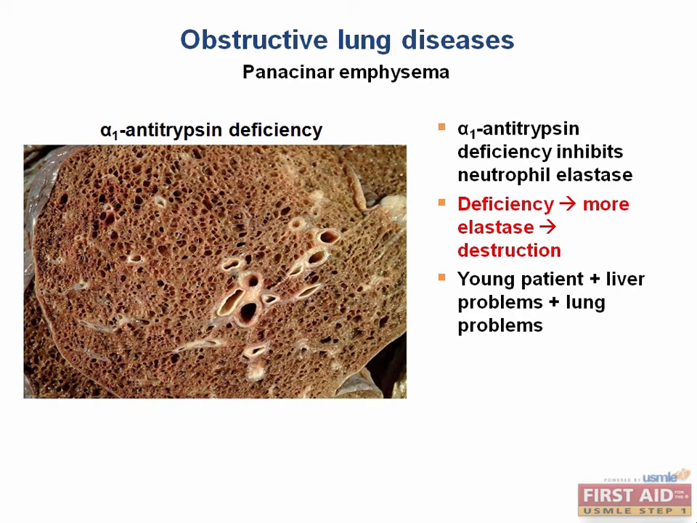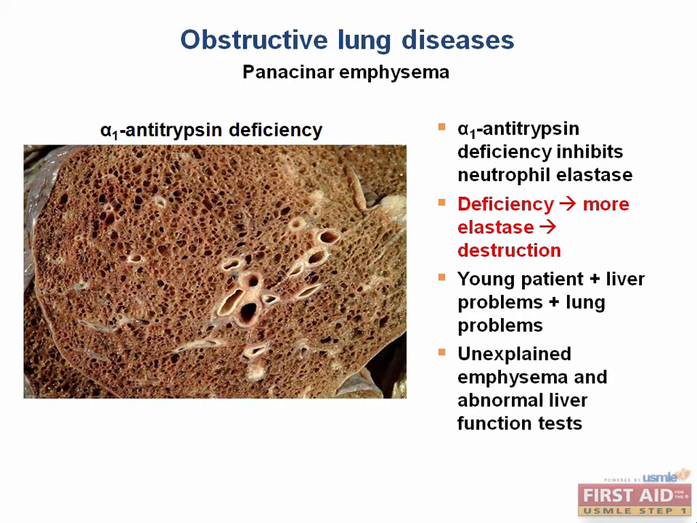When should you think of alpha-1 antitrypsin deficiency? Usually in a young patient with liver and lung problems, or unexplained emphysema with liver enzyme abnormalities. Now, that being said, a patient with alpha-1 antitrypsin deficiency should still avoid smoking because it can worsen the panacinar emphysema.